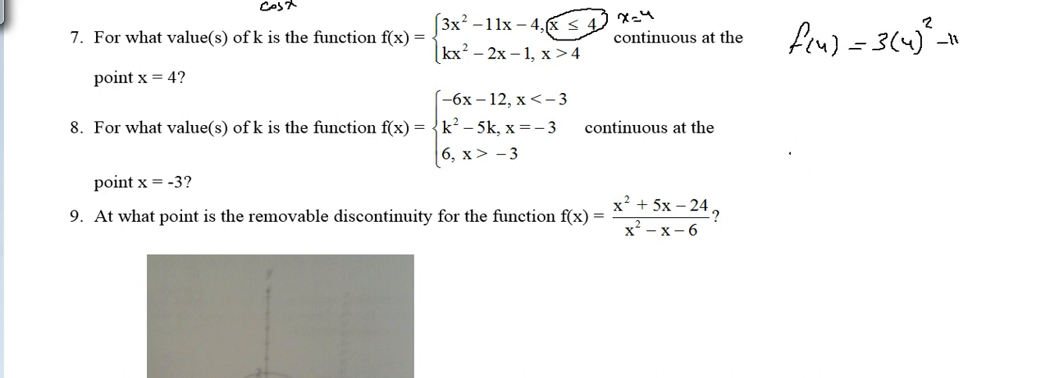3 times 4 squared minus 11 times 4 minus 4. 4 squared is 16 times 3, it's 48. Minus 11 times 4 is 44, minus 4. So the answer is 0. F of 4 is equal to 0, right?